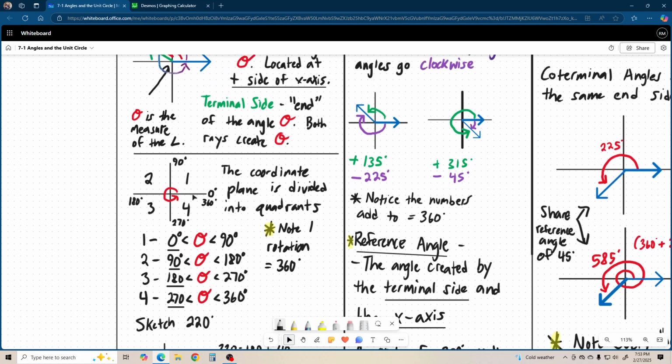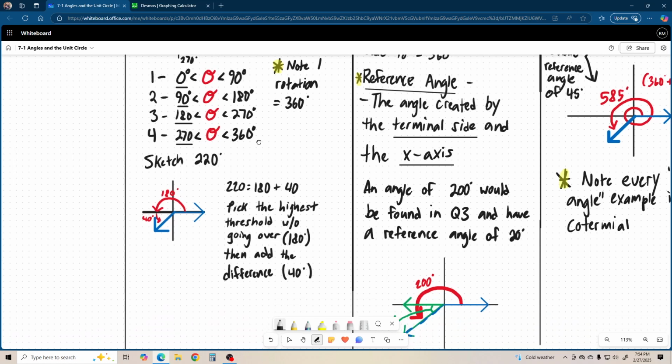Now, what you'll notice is, okay, we start off at 0, it's going to go past 90, past 180, and then it's going to go in between 180 and 270. Right? And we'll talk more about getting specific with it. But for now, we know that this is going to be located in quadrant 3.